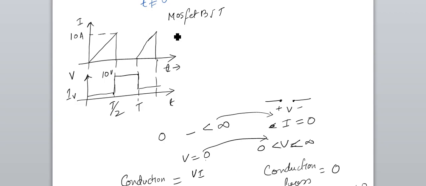So how can we say what is happening? Current changes from a finite value to zero. This is my on state, and this is my off state. During the on state the voltage is not zero, so you can expect this is not an ideal switch. So there is a switching from on to off. This is the waveform which you are getting, and I want to calculate what my switching loss is.